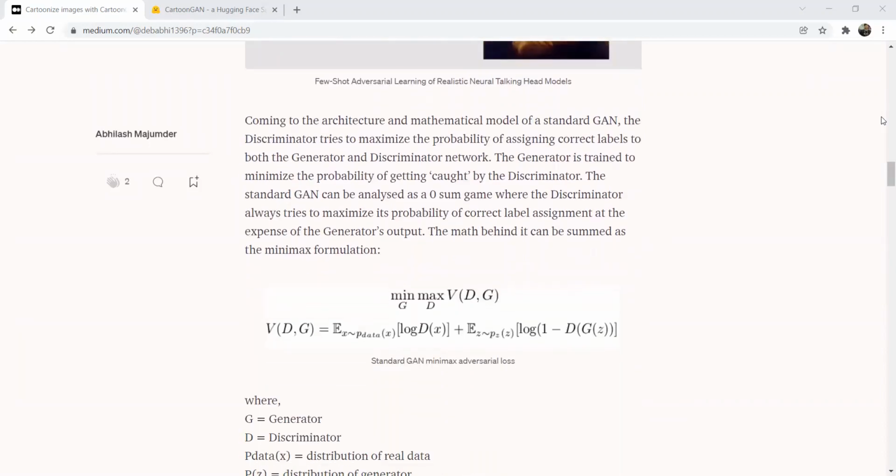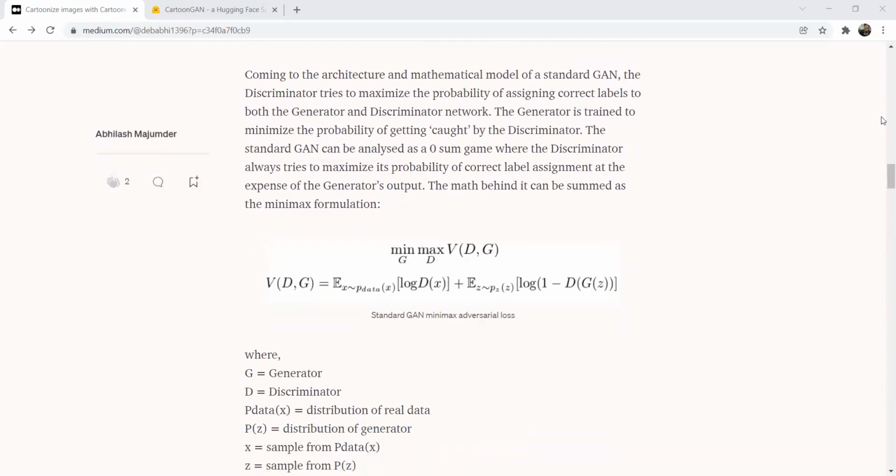And this is given by the equations over here. We see a minimax equation of V(D, G), but effectively that is the loss. We see V(D, G) as the expectation of X belonging to P data, log of D(X), where D stands for the discriminator, plus the expectation of Z, which belongs to the distribution of the generator, log of 1 minus D(G(Z)), where G stands for the generator.